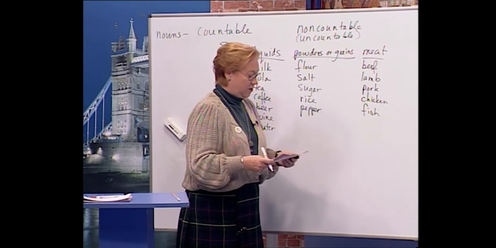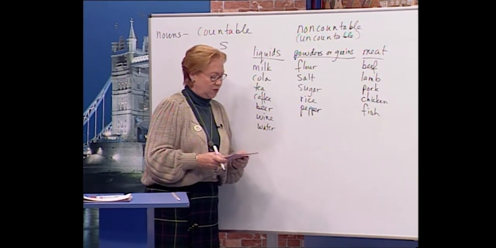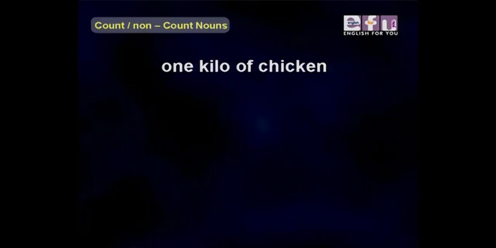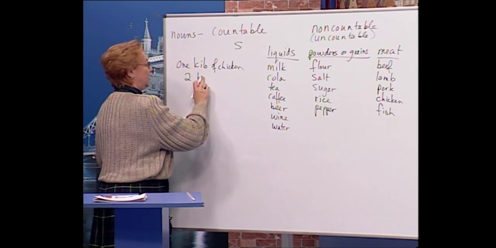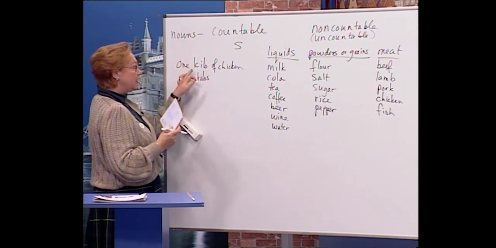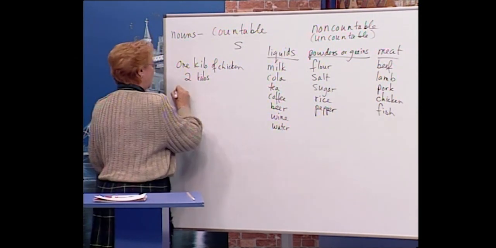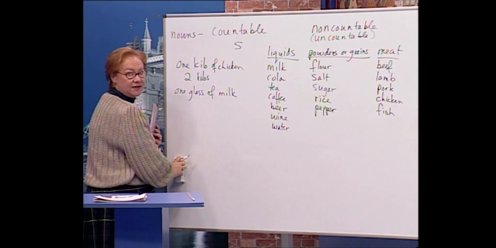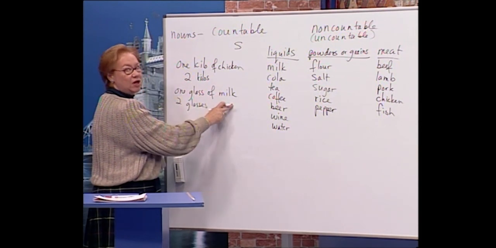Now, we can count kilos, pieces, or cups of these things. So, for example, we can say 1 kilo of chicken, or 2 kilos of chicken. We can count the kilos, the S can go here, but not here. So 1 kilo of chicken, 1 glass of milk, or we could say 2 glasses of milk, but the S is here, not here.